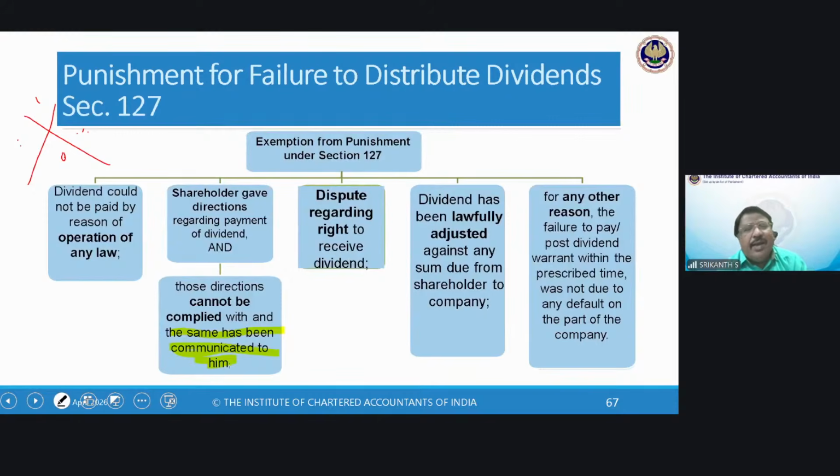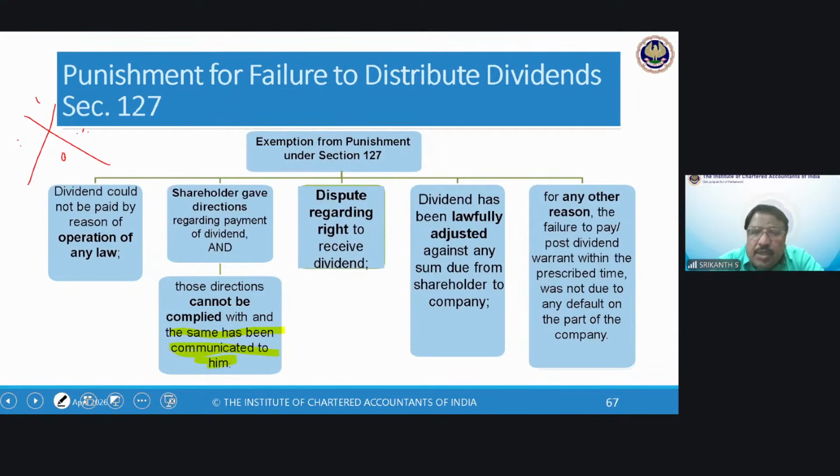Dispute regarding right to receive dividend. We saw that now. Under 126, where there is a dispute, we can keep it in abeyance. You need not pay. Dividend has been lawfully adjusted against any sum due from the shareholder. See, the shareholder may have other relationships with the company, in which case, whatever may be the other relationship, if he owes you money, you can adjust it and need not pay, provided it is lawfully adjusted.